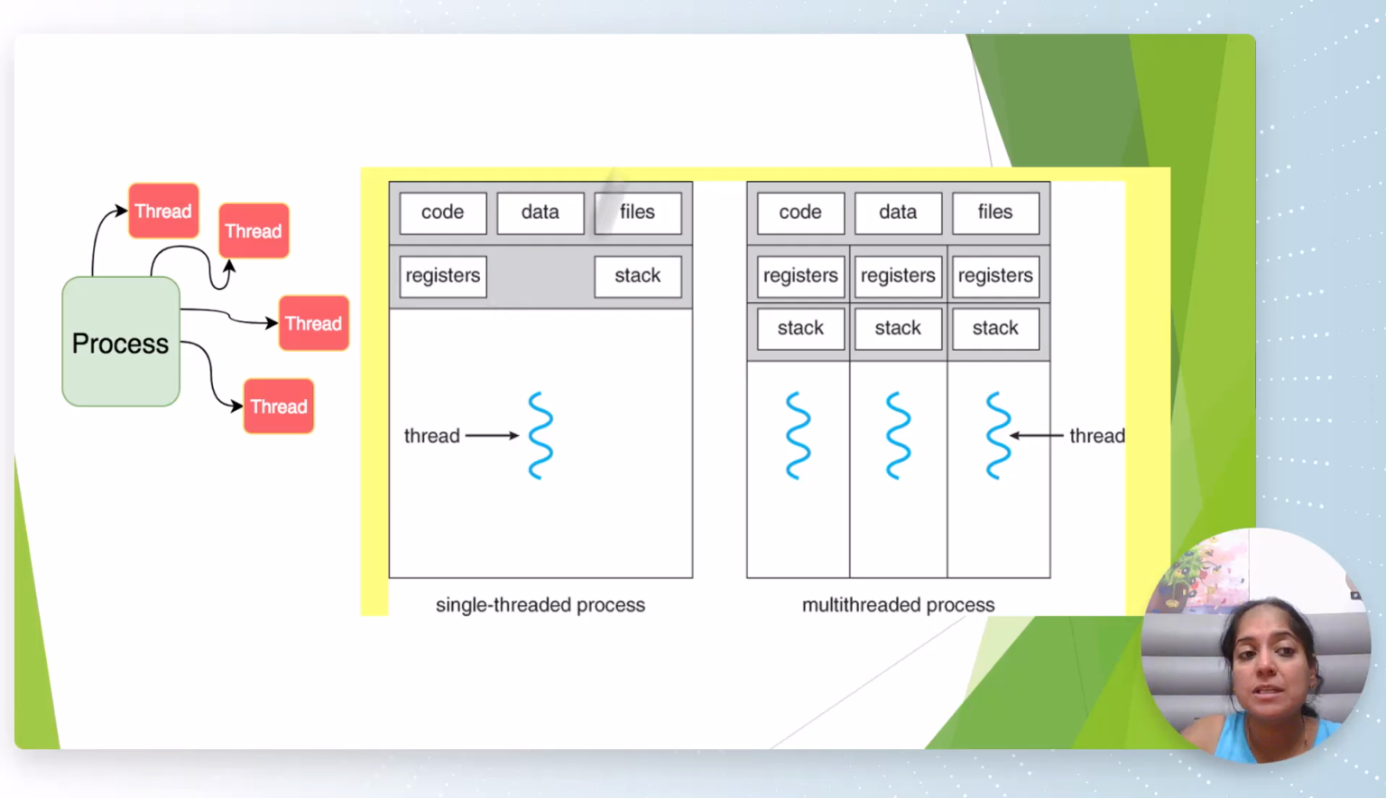If you see here, a process consists of multiple threads. If there is only a single thread, then code, data, files, registers and stacks are all for that one thread. But when we have a multi-threaded process, that means multiple threads within the same process, then code, data, and files will be shared among all the threads, but each thread will have its own registers and stack.